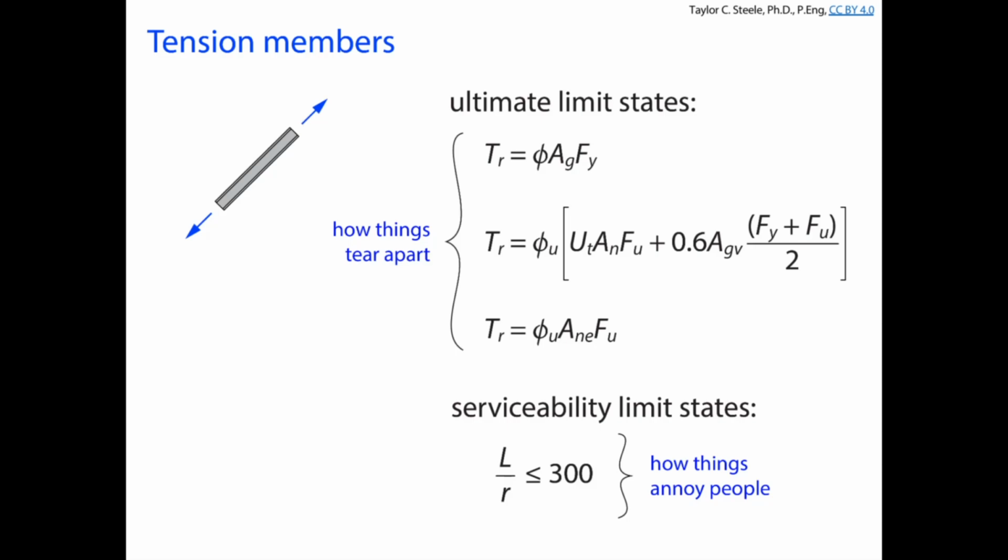We've talked about all these limit states. We've talked about yielding, block shear, net section fracture, and the slenderness ratio for serviceability limit states. And we did all this stuff for bolted connections. We designed a bolted connection. And then we started talking about welds for a bit.